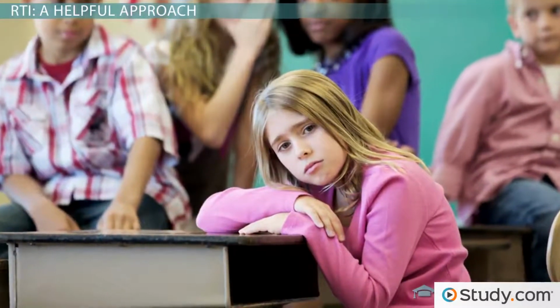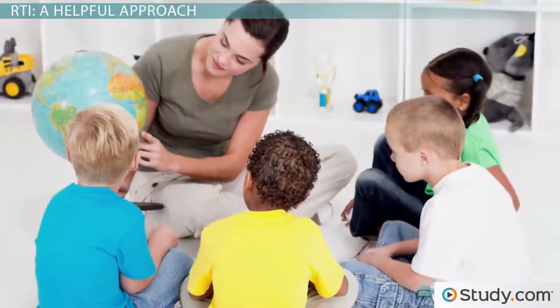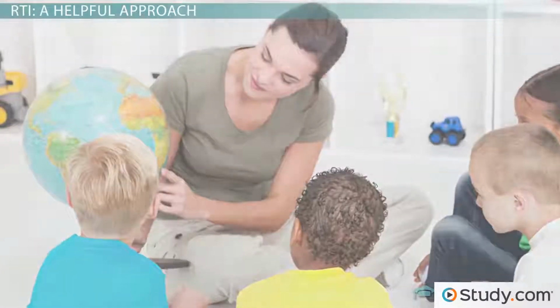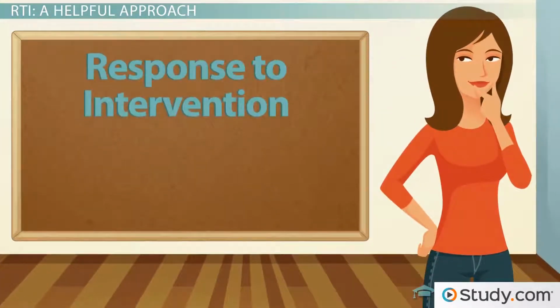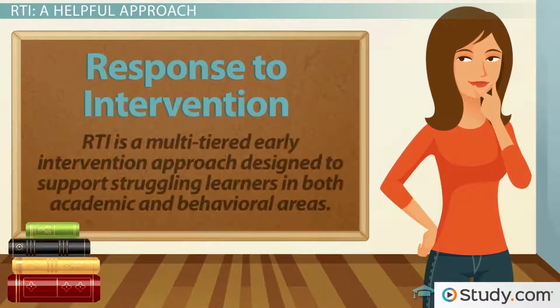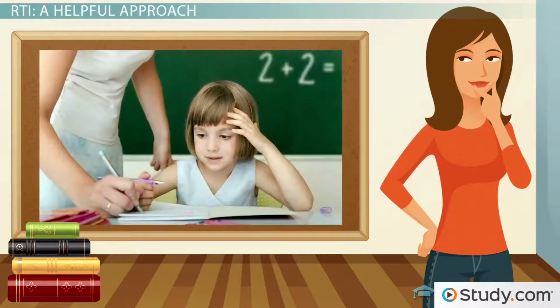Identifying students with special needs can be a lengthy process. When working with developing children, time is not a luxury, especially when a child is struggling. This is one of the main reasons the Response to Intervention process, or RTI, was developed. RTI is a multi-tiered early intervention approach designed to support struggling learners in both academic and behavioral areas. In many ways, the RTI process is a common-sense approach to helping students who have unique needs.